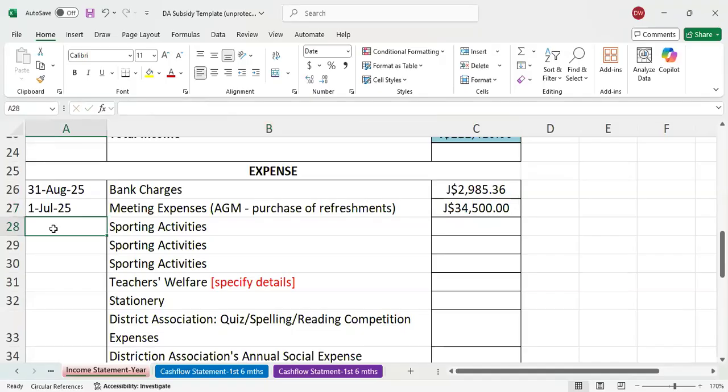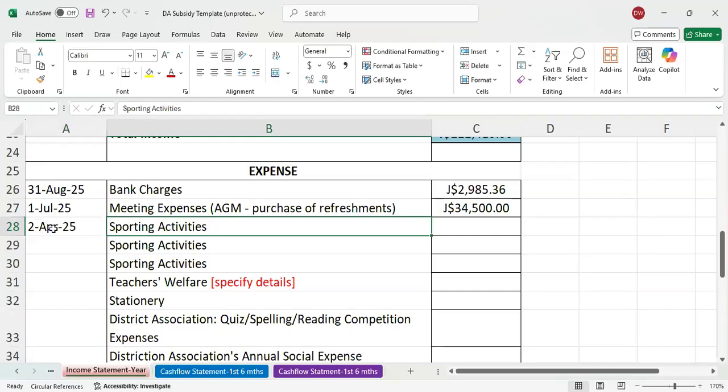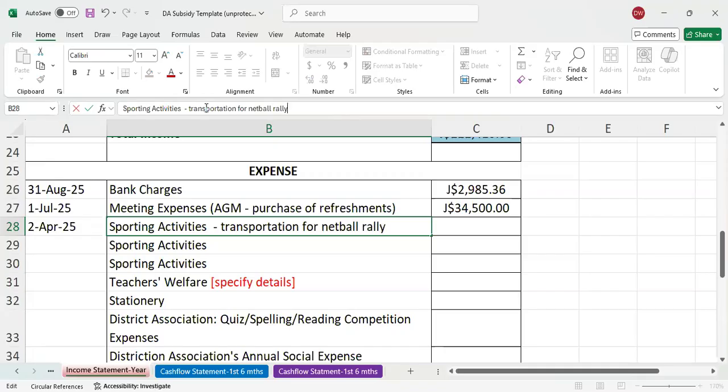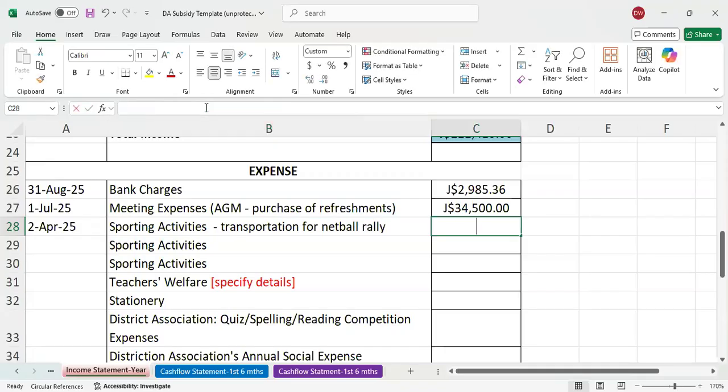Let's include some sporting activities. On the 2nd of April, contribution was given or payment was given towards transportation for the netball rally. That was $25,000.